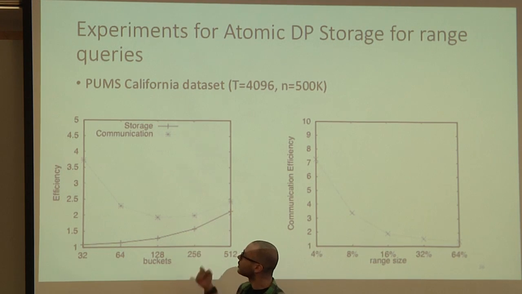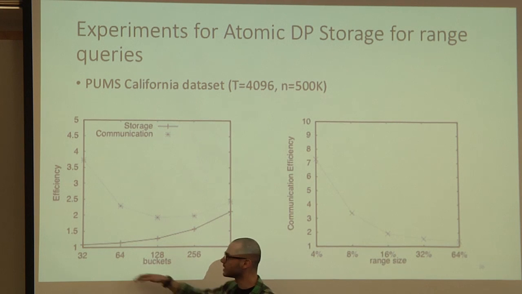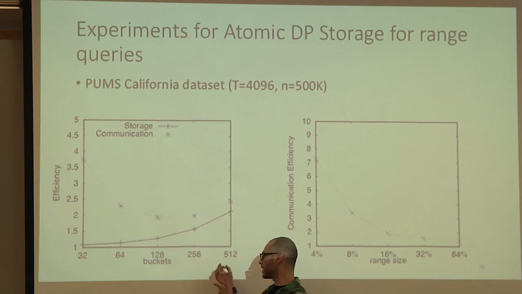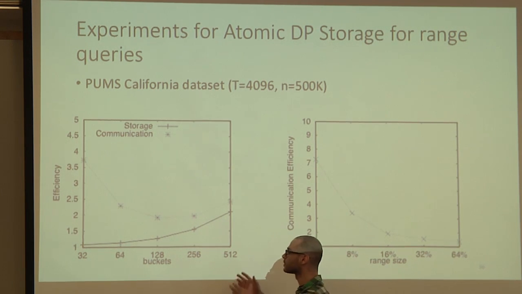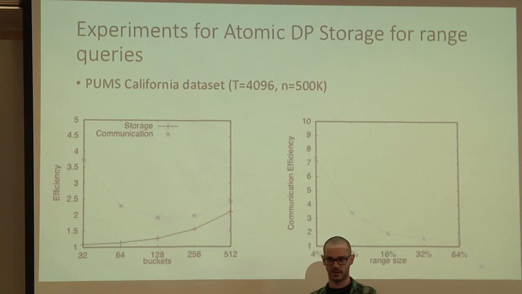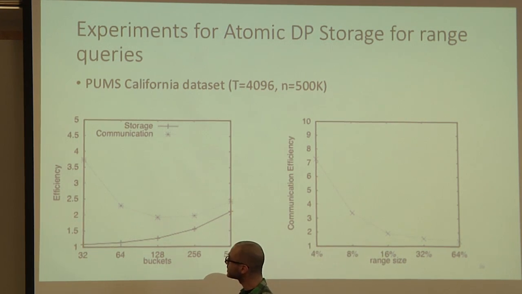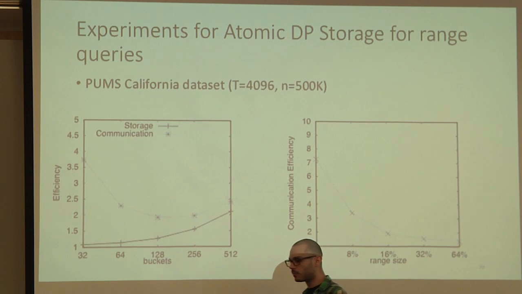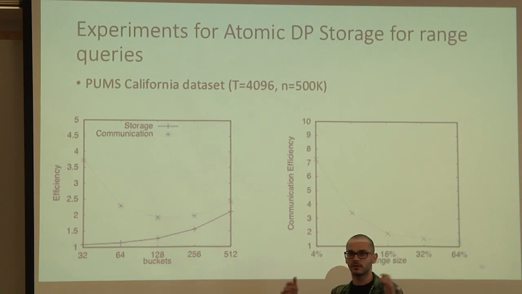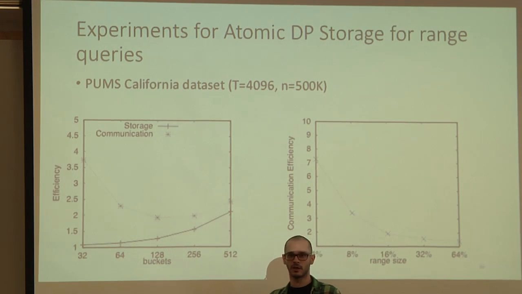As we can see, for the storage efficiency, as we increase the number of buckets, it deteriorates. And the reason is that for each bucket, we have dummy records, encryptions of dummy records. So the more buckets, the more dummy records we need to store. For the communication efficiency, though, things are a bit different. When we have a very small number of buckets, we have a very high cost in communication, because for small queries, we need to retrieve very large buckets. These buckets include a lot of records. So even if we needed just one record, we have to retrieve the whole bucket.